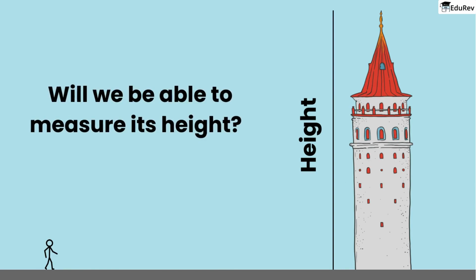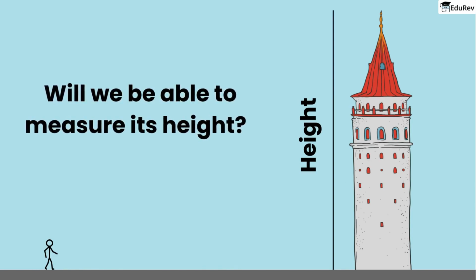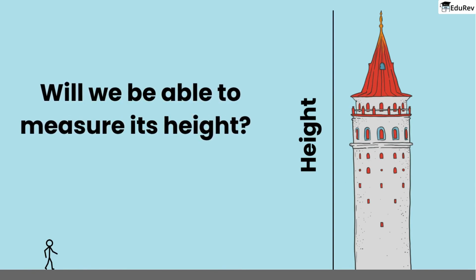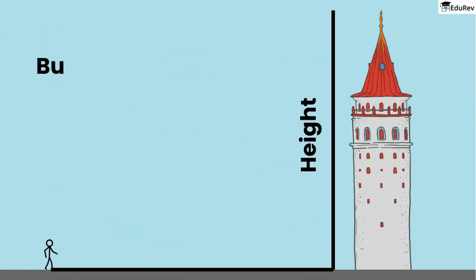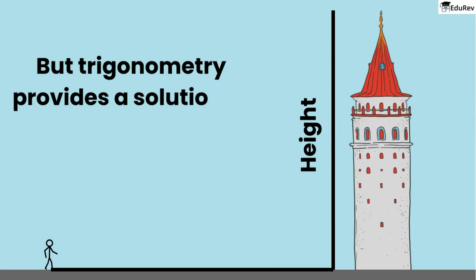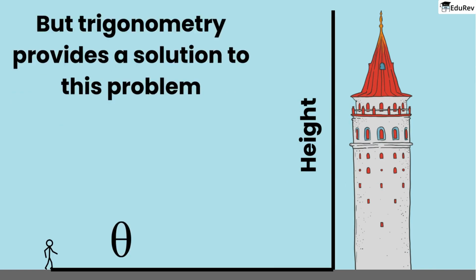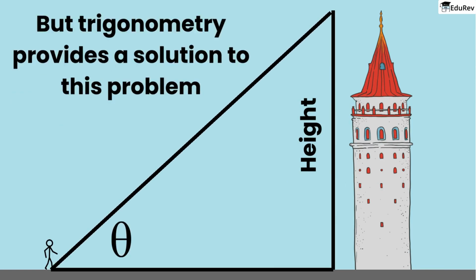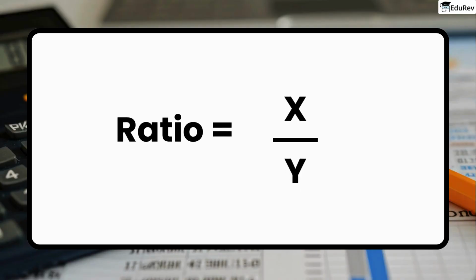Let's say we need to find the height of a very tall tower. Will we be able to measure its height? The answer to this is a big no. But trigonometry provides a solution to this problem. Before trying to solve this, let us try to understand some of the basic terms and functions which are used in trigonometry. You must have heard the term ratio used in mathematics.